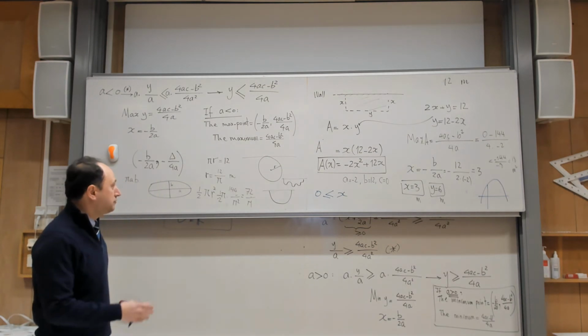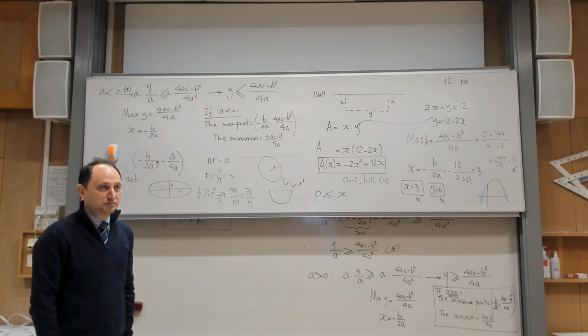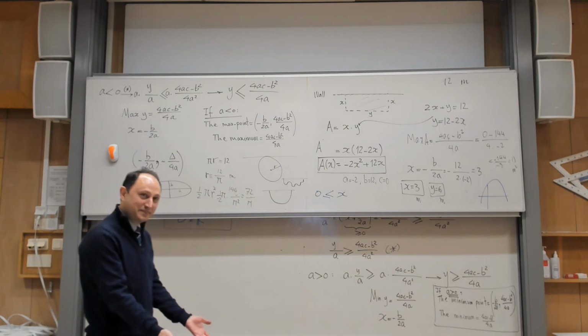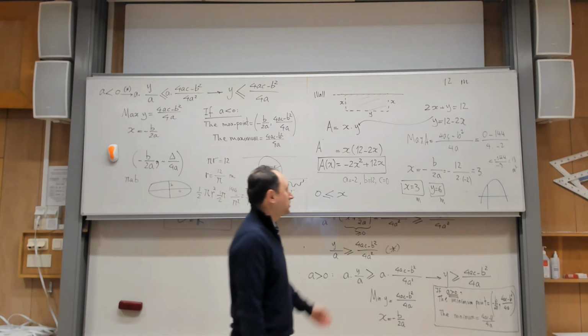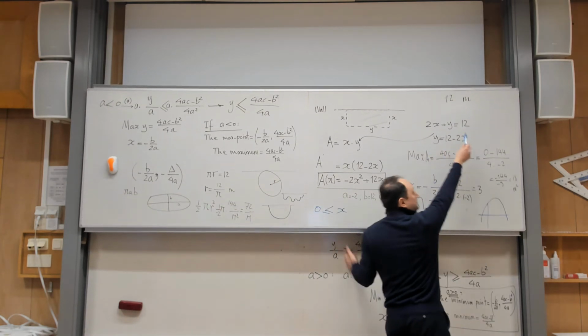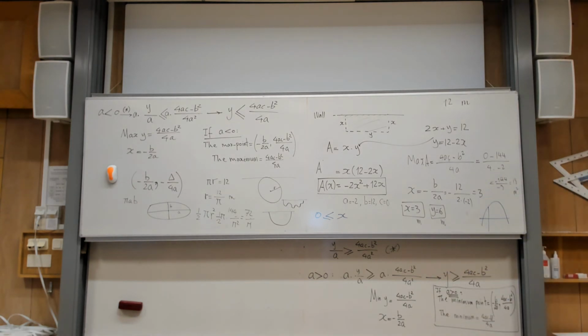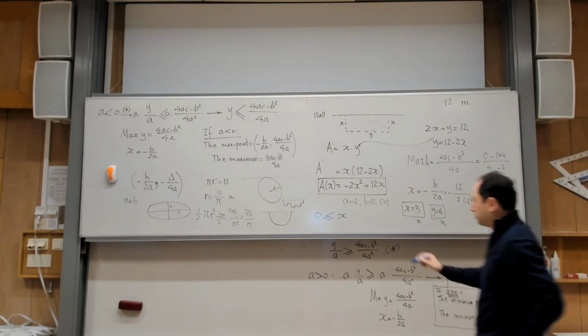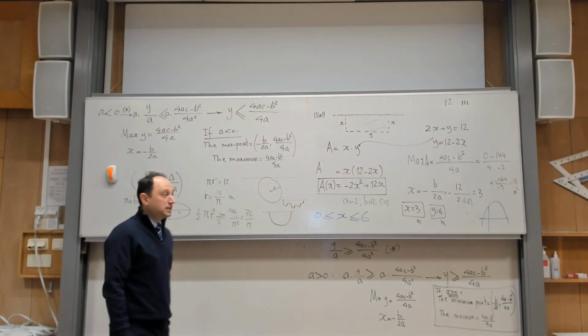Let me ask you, can x be 10 in this problem? Yeah, why not? No? Be careful. It's a real problem. Can x be 10 meters? No, because 2x plus y should be at most 12. So there is also a limitation for x from above. So what is that? 6. Yes? So this is the domain.